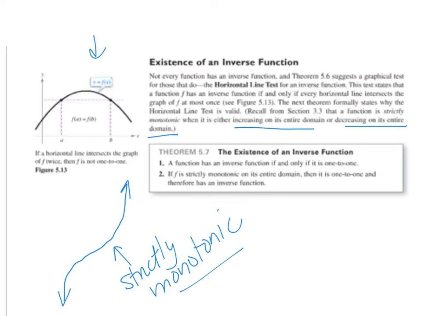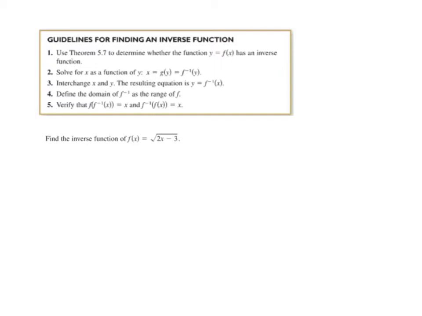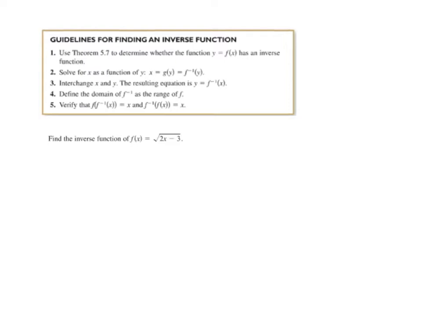Now, they all have inverses, not all have functions. So if this is strictly monotonic, it passes the horizontal line test, it is one-to-one. For every x, there's a unique y, and therefore has an inverse. So here are some guidelines for finding the inverse function. Use the theorem to determine whether it has an inverse function. Solve for x as a function of y. Interchange x and y, and then the resulting equation will be f inverse of x. Define the domain as the range of f, and verify that the composite functions equal x.